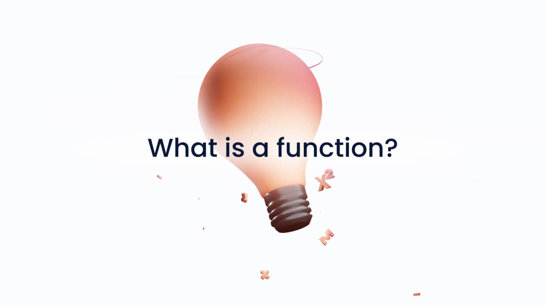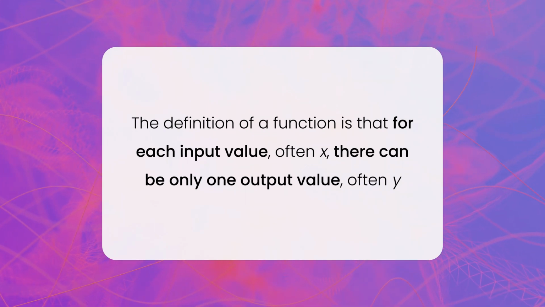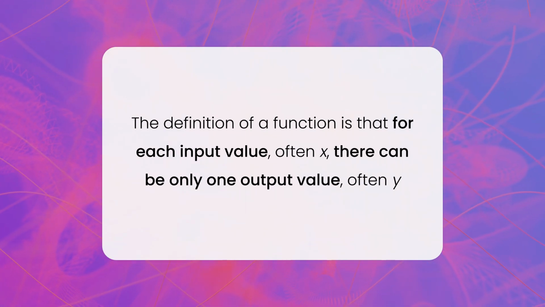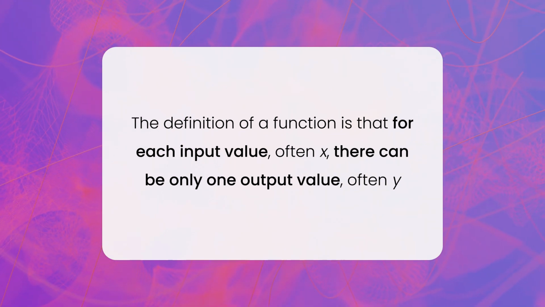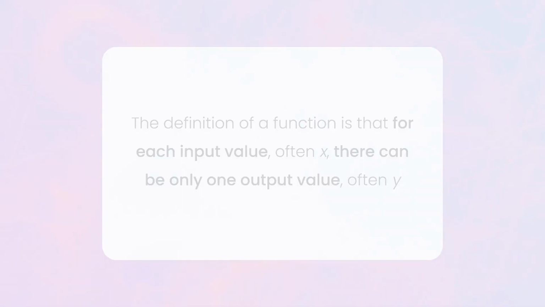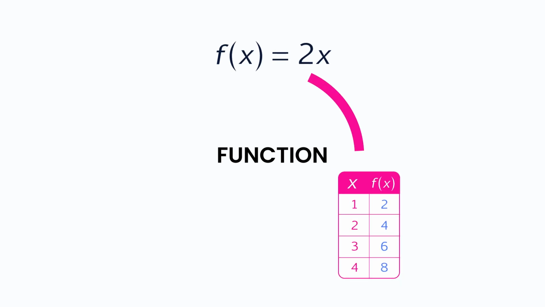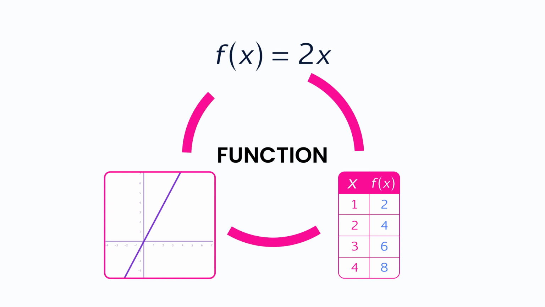What is a function? The definition of a function is that for each input value, often x, there can be only one output value, often y. This relationship between the variables can be described and visualized in different ways, such as algebraic expressions, a table of values, or as a graph.